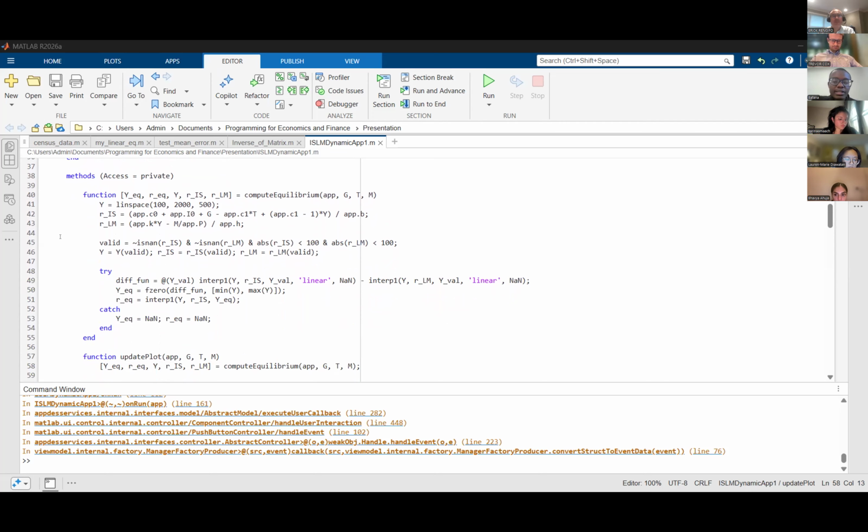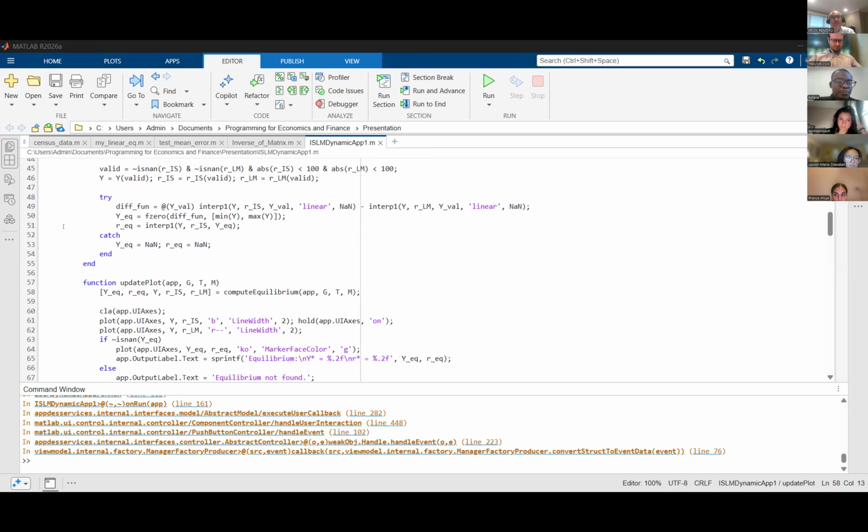This function from line 40 will compute the equilibrium levels of output, the real interest rate in the IS curve, and the real interest rate in the money market, or the LM curve. These equations, RIS and RLM, are the equations I showed you in the PowerPoint slide. Then this valid check is just to make sure the values we get are plausible, that they exist. And the absolute value of RIS and RLM is just to make sure the program makes sense, that we don't get interest rates above 100%.